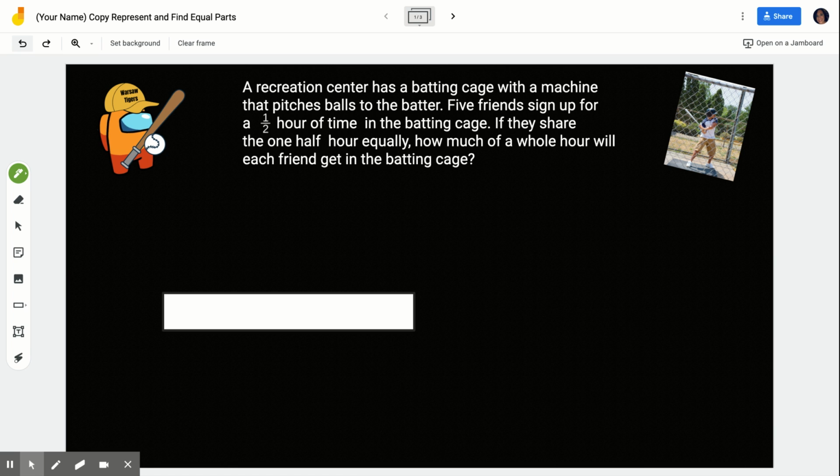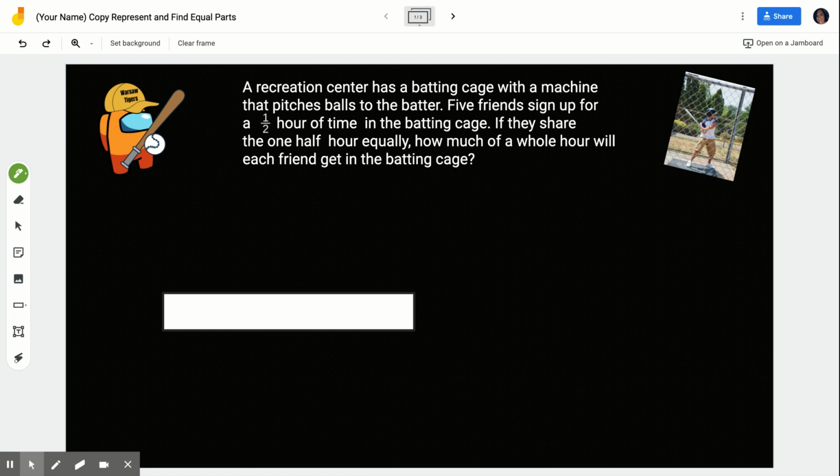Okay, today we're going to continue representing fractions or finding equal parts using models. So we are focusing on fractions are division and interpreting fraction word problems as division sentences.